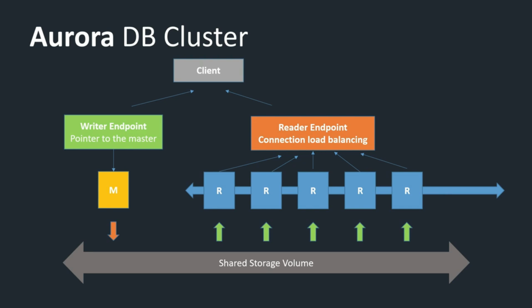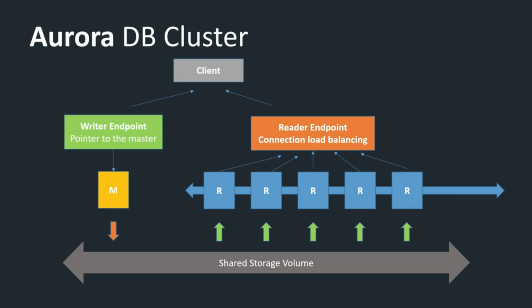And because the master can change and fail over, what Aurora provides you is what's called a writer endpoint. It's a DNS name, the writer endpoint, and it's always pointing to the master. So even if the master fails over, your client still talks to the writer endpoint and is automatically redirected to the write instance.